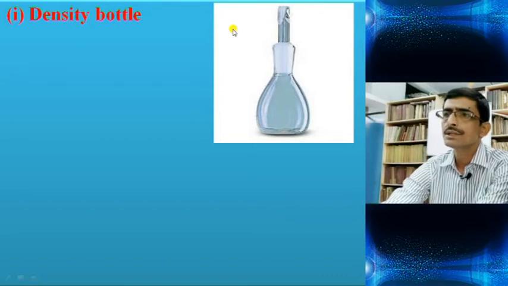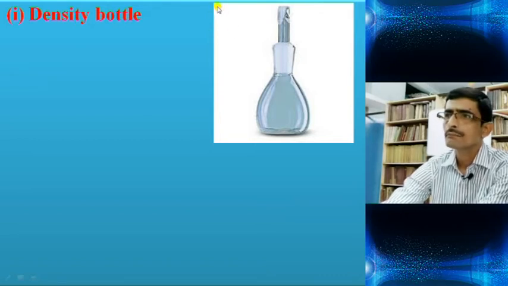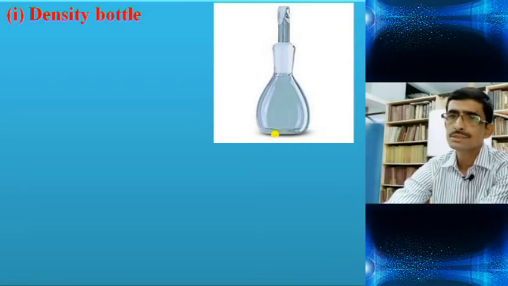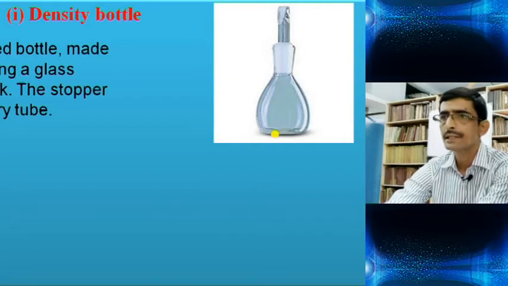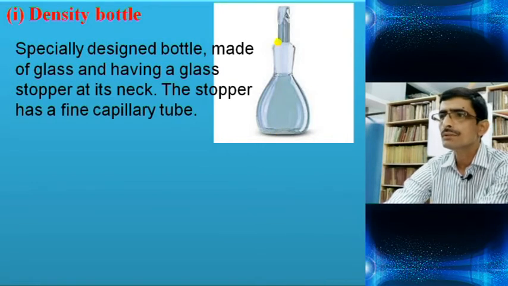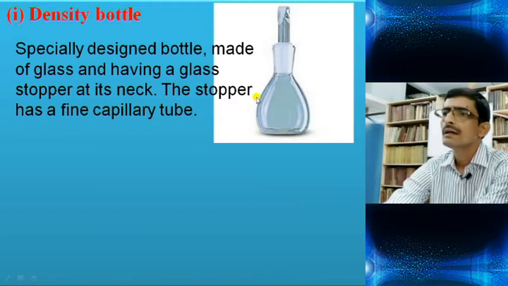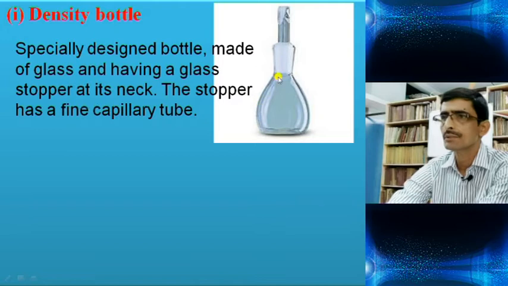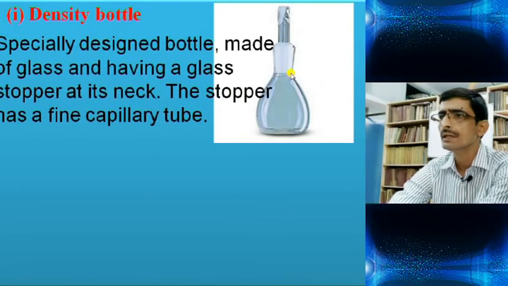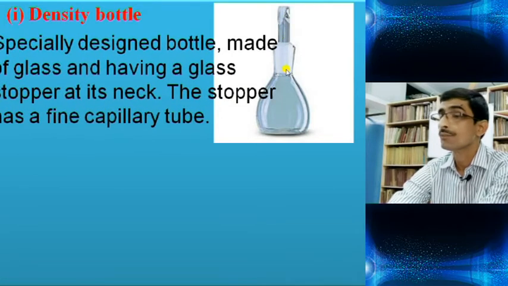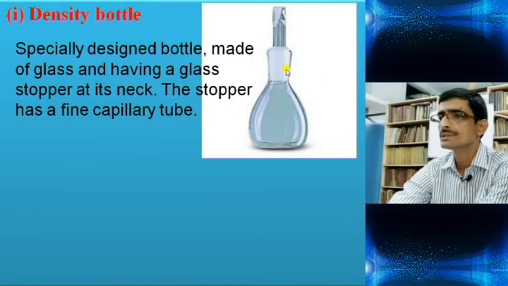Here we will concentrate on the density bottle. We will try to learn how to use a density bottle to measure density. So we need to learn only a few little things about the density bottle. What is that? It is made of glass. It has a glass stopper, and inside the glass stopper one capillary tube is found.